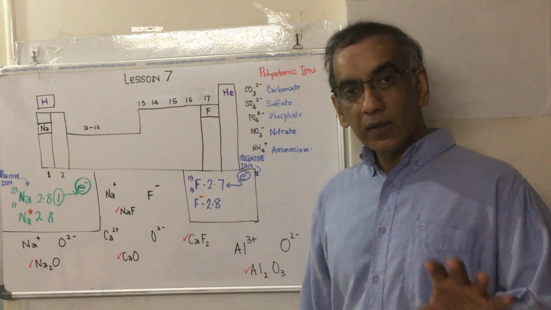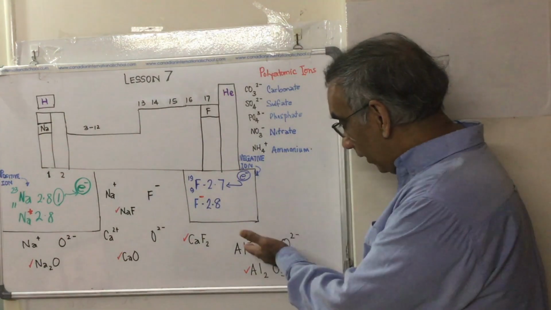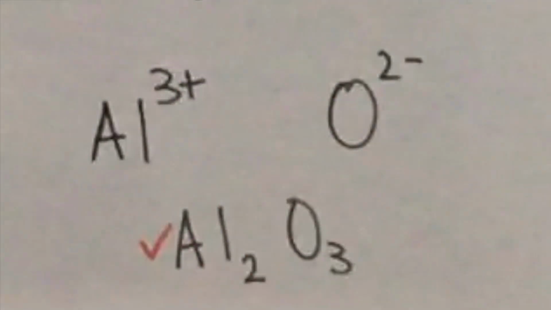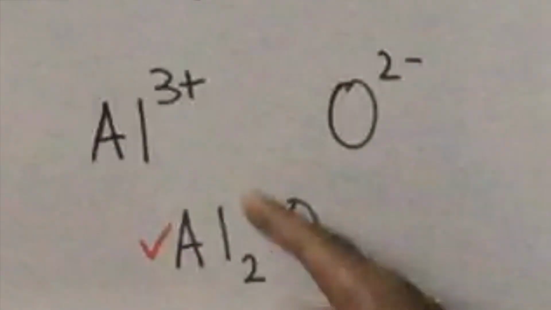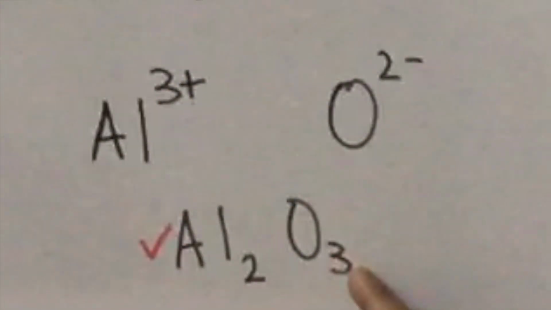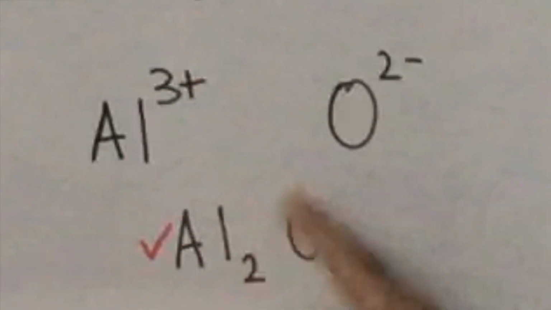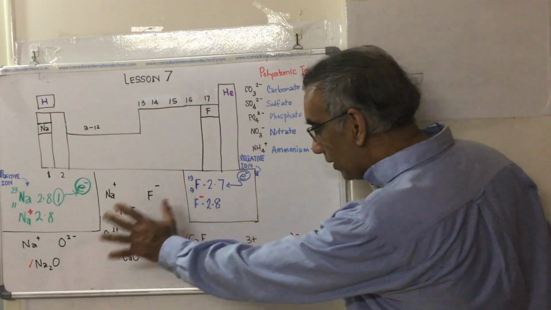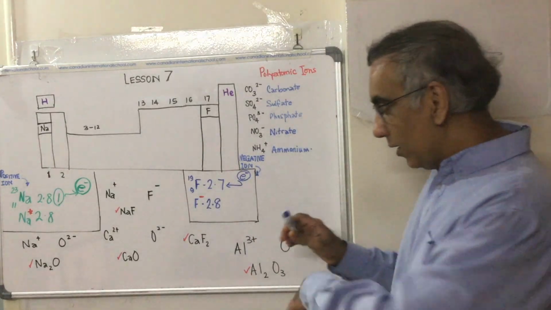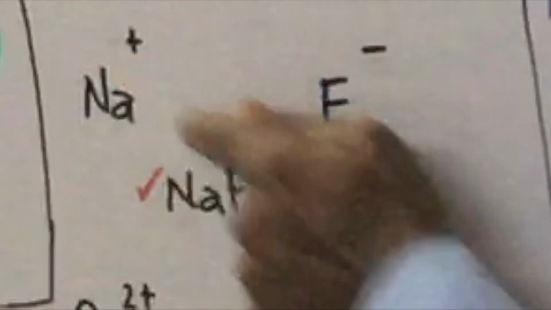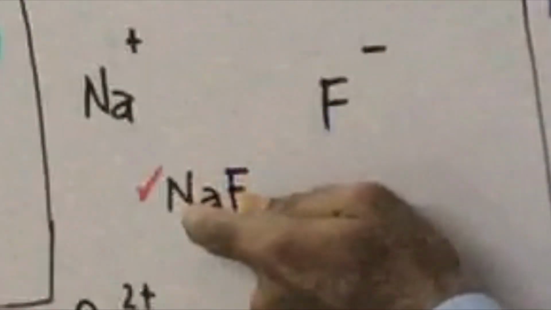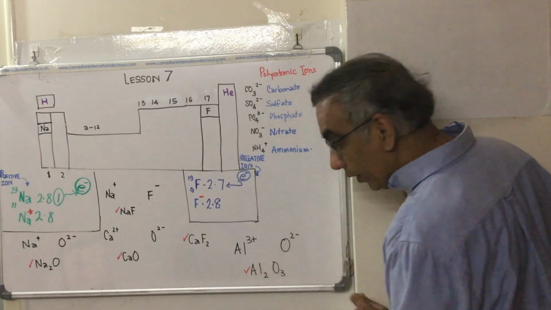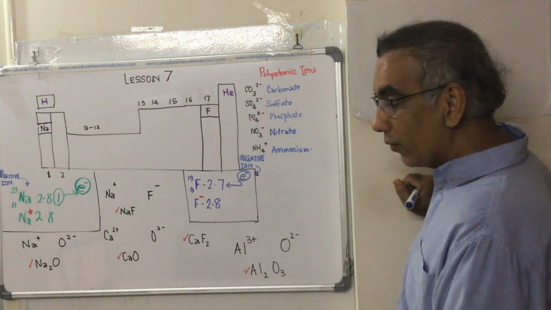The 1 is understood. Another example, aluminum oxide, Al3+ and O2-: the 3 comes over here and the 2 goes over there. So there's just a movement of these numbers, wherever you're dealing with ionic compounds. It's just about moving this 1 down here and that 1 over there, this 3 down here and that 2 over here, and you get Al2O3.